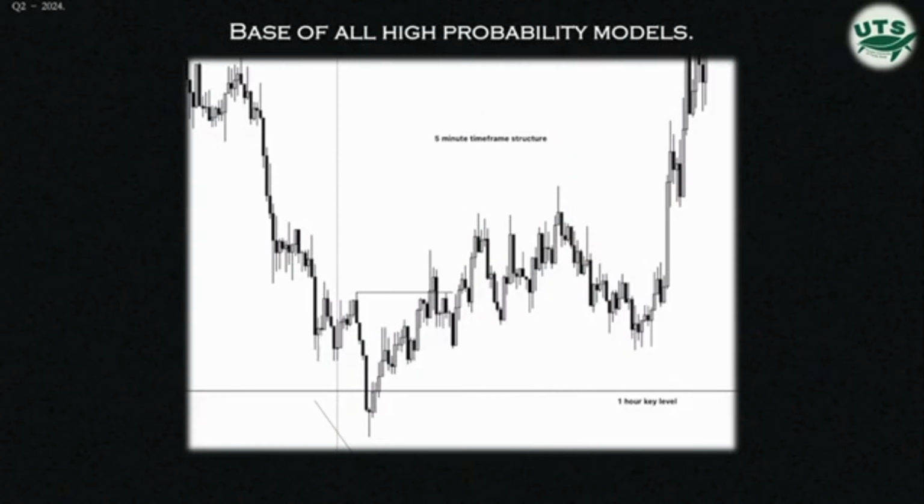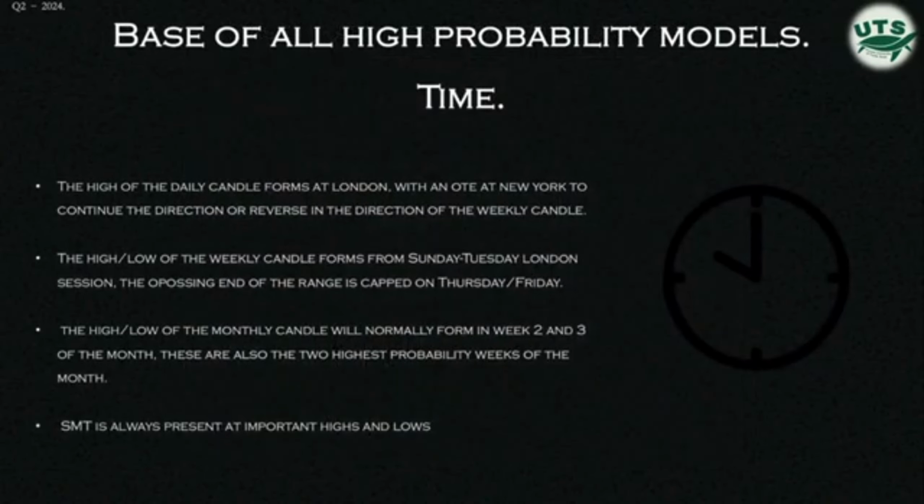That's price-wise. How about time? The high of the daily candle forms at London, right, which is 1 to 5, with an OTE at New York around 8 to 10 a.m. And this OTE will continue the direction of London or reverse in the direction of the weekly candle. This is the daily candle, right?